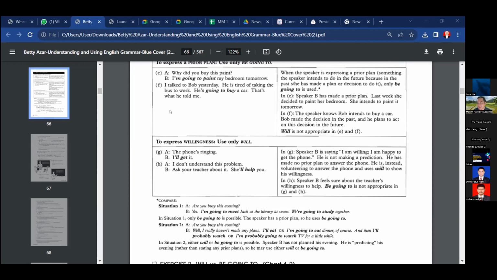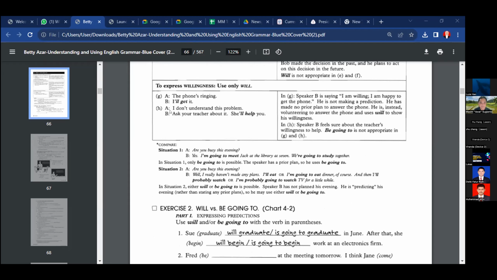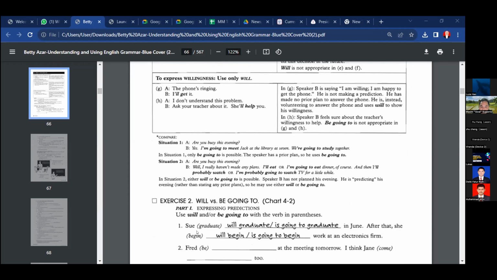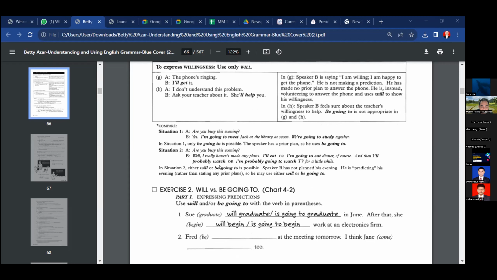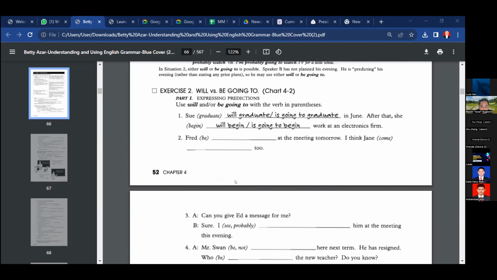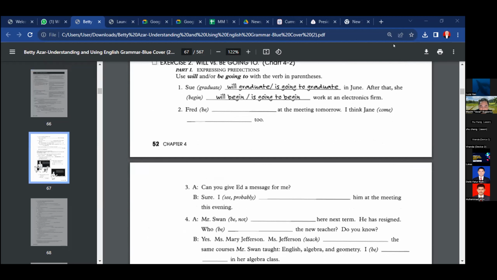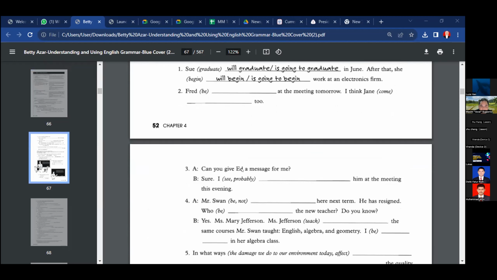But it's open, yeah. If you have any comment, you can also share your consideration. Number 4, yeah. Okay, thank you. So Mr. Swan is not going to be here next term. He has resigned. Who will be the new teacher?